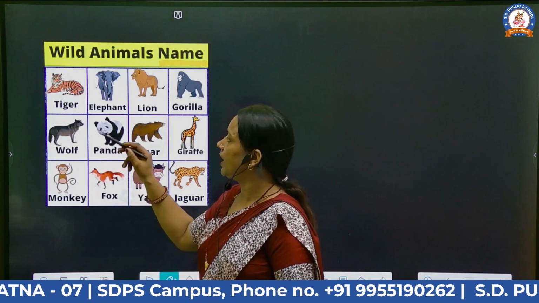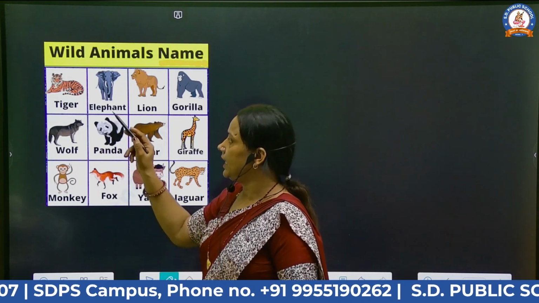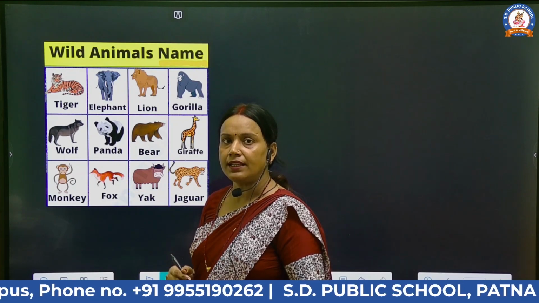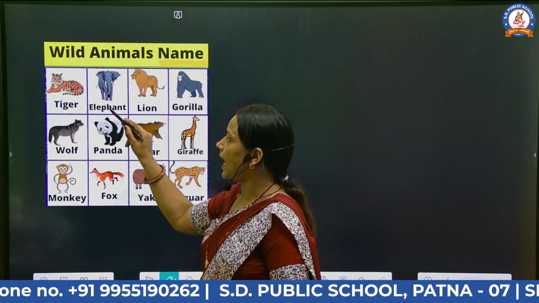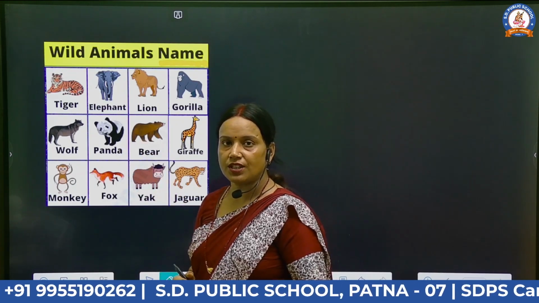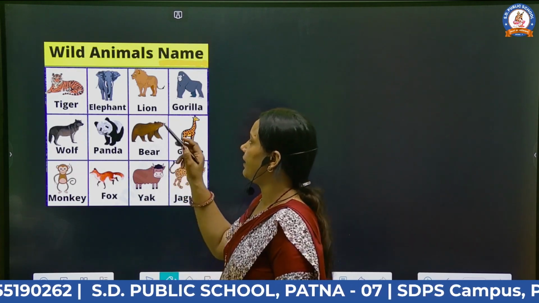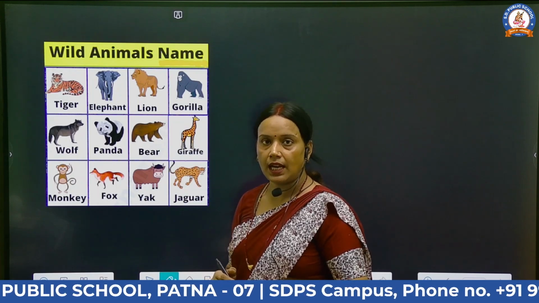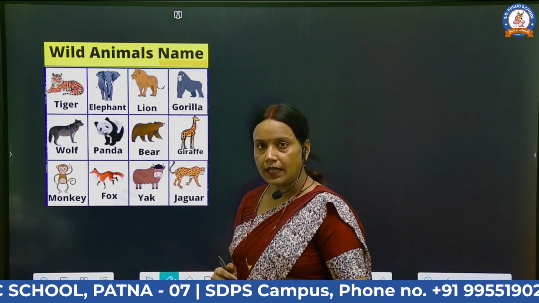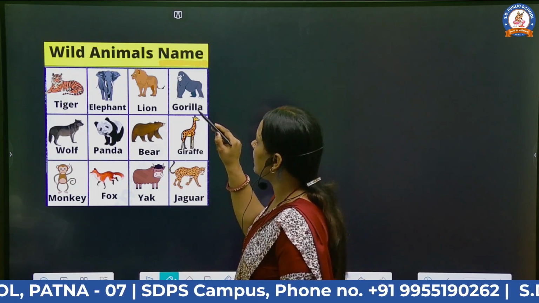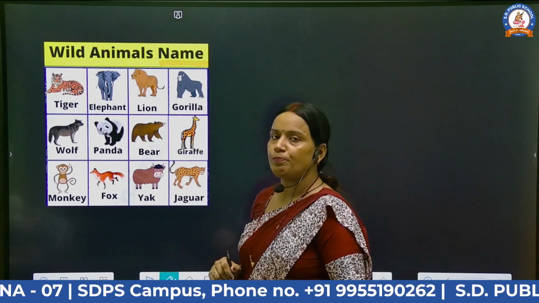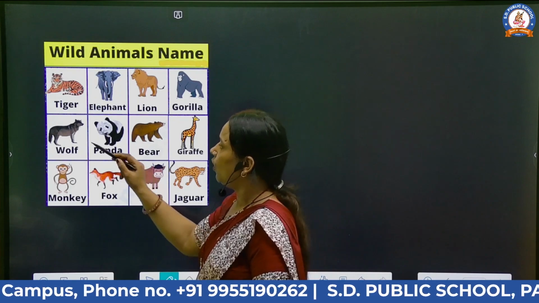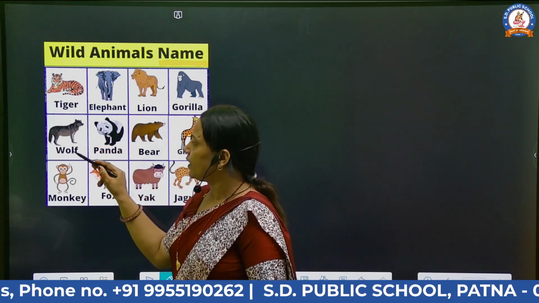T-I-G-E-R. Elephant. E-L-E-P-H-A-N-T. Elephant. Next, lion. L-I-O-N. And fourth word is gorilla. G-O-R-I-L-L-A. Gorilla. Wolf. Tell me a spelling of wolf.